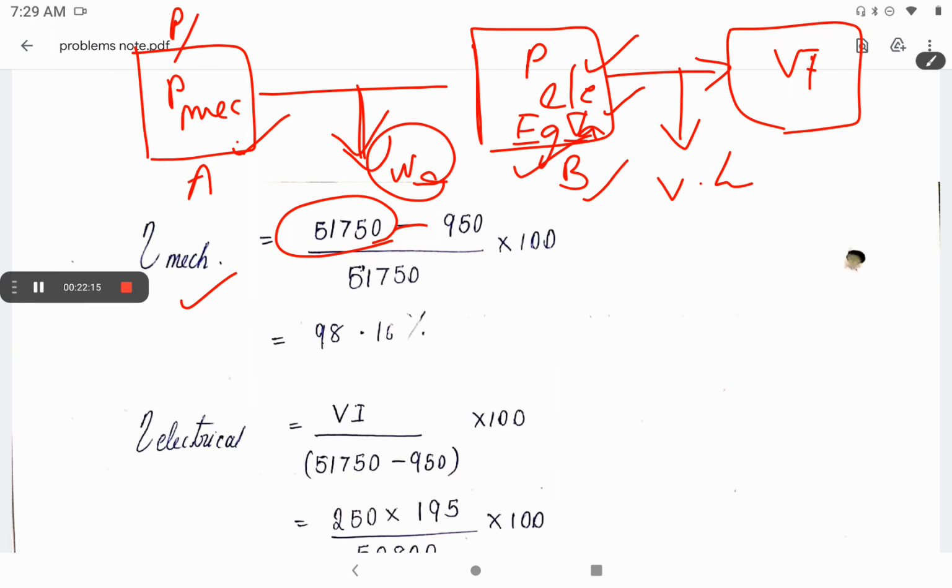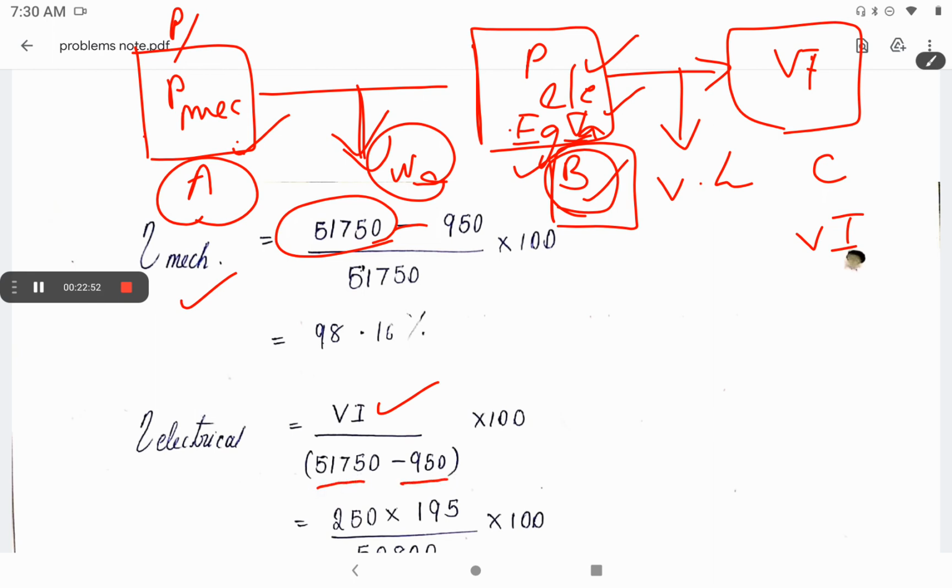So this output B divided by A is the mechanical efficiency. So you can find out that. And electrical efficiency is stage C by B. Stage C is the third stage, which is V into IL. You know this value, 250 is the terminal voltage and IL is 195 ampere. And now you have got the value of stage B, input minus constant losses. So substitute that also, input minus constant losses. So you will get the electrical efficiency.